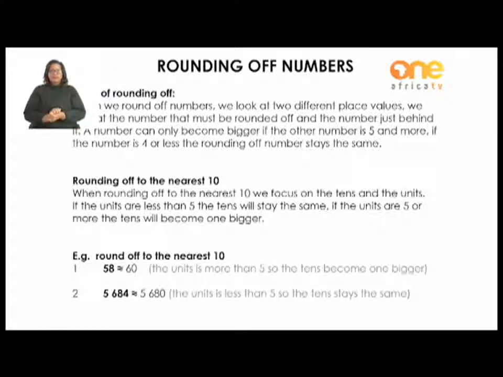Now let's look at the example. Rounding off to the nearest 10. I hope you still have your books in front of you. And then we read: 58 rounded off to the nearest 10. Here we look at the units. The units is more than 5, so that allows the 10 to become 1 bigger. So if we go to our example, we will see our unit is an 8. 8 is bigger than 5, and that allows the 5 to become 6, and 58 rounded off to the nearest 10 becomes 60. Example 2.